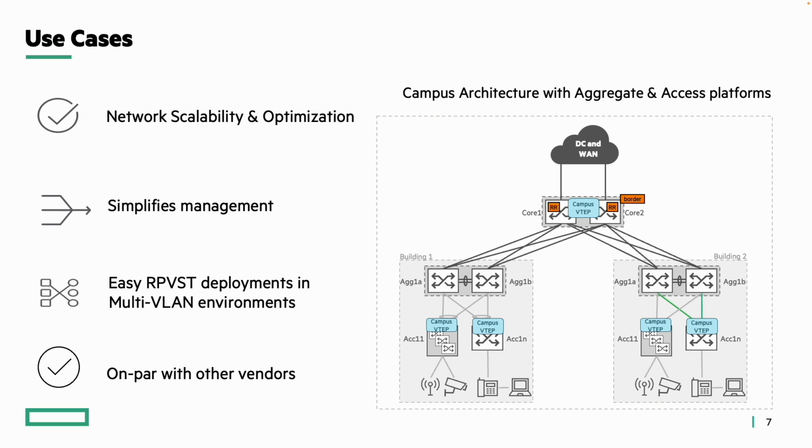It also helps to scale up in multi-vendor environments where sometimes the user might forget to enable RPVST on thousands and thousands of VLANs that exist in a particular switch. It helps in such cases as well. As a part of this feature, we'll concentrate on the building 2 topology, with two aggregate 8325s and the 4100s connected to each other in a triangular fashion.